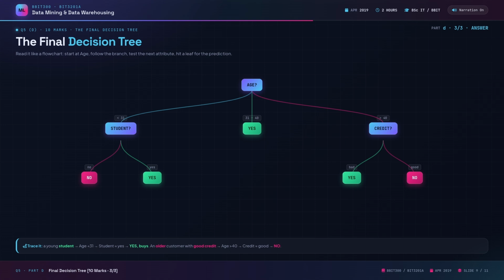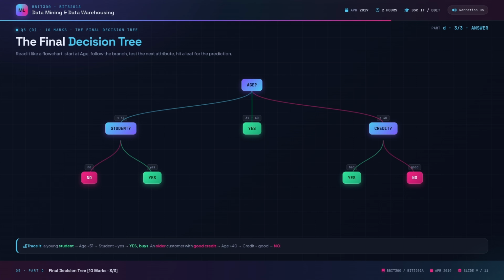A young student with good credit, age under 31, then student equals yes, so predict yes, they will buy. An older customer with good credit, age over 40, then credit equals good, so predict no, they will not. Memorize this structure. It is the textbook ID3 result.